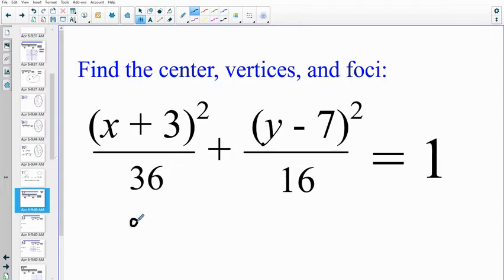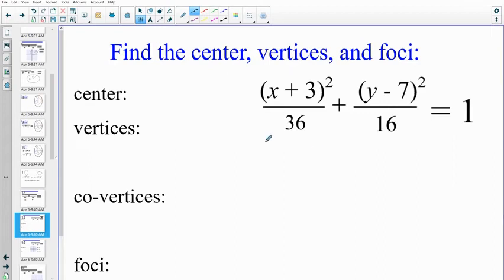And if 36 is a squared, that means a is 6. Our horizontal distance from the center to the ellipse is 6. And that 16 in the denominator of this one means that b is the square root of 16, which is 4. And so that's our vertical distance. So this ellipse is going to be wider than it is tall because the horizontal axis is larger than the vertical axis. And so no problems there.